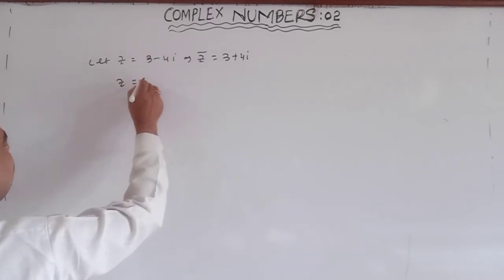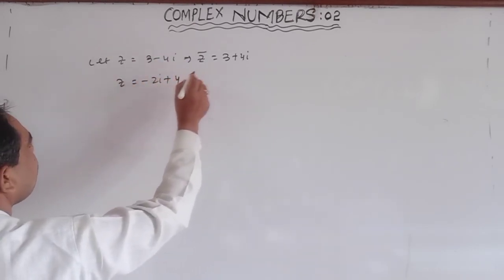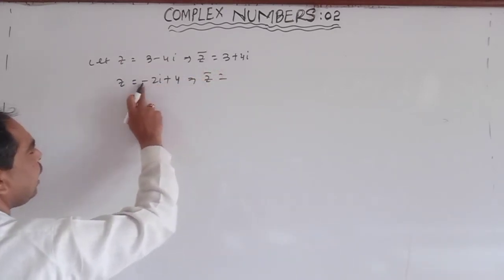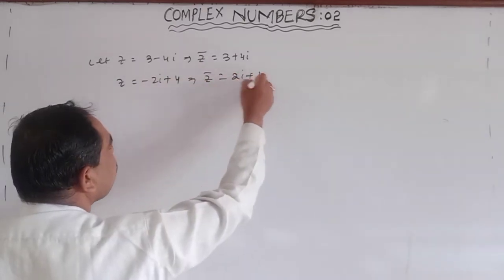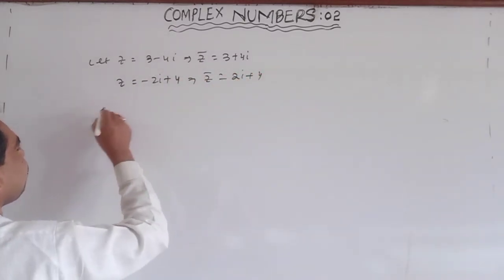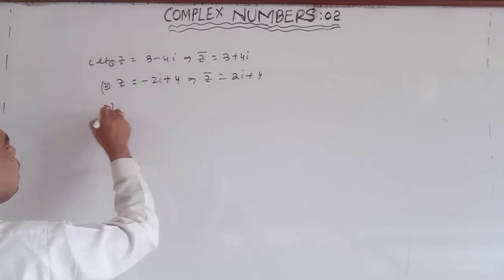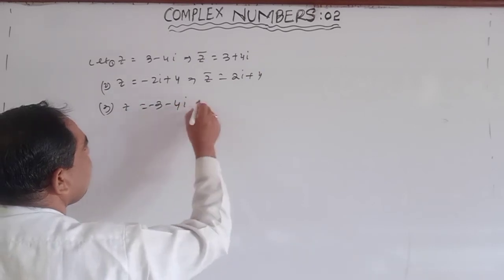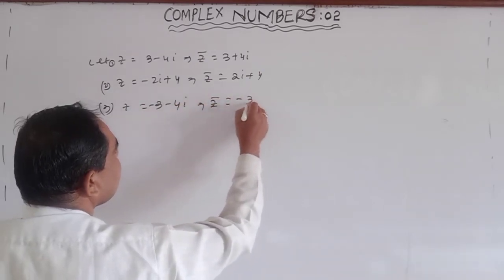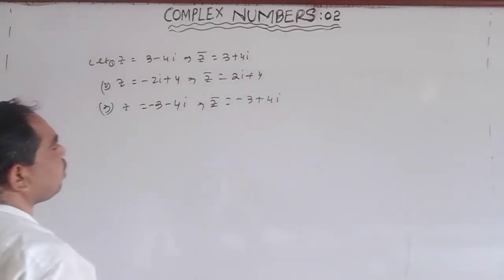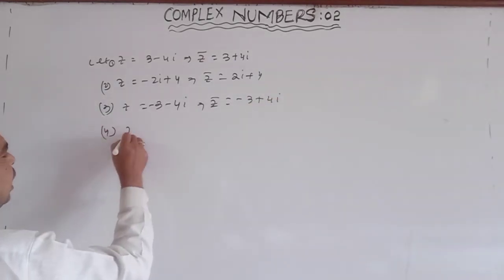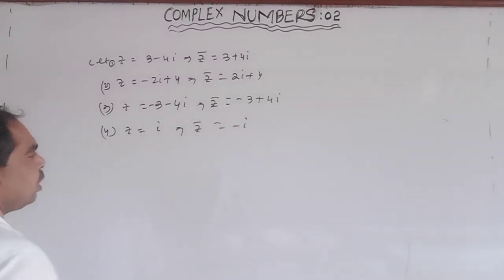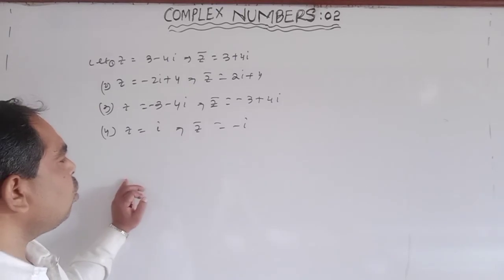z is equal to minus 2i plus 4. So z bar is equal to what? z bar is equal to 2i plus 4, since the sign of the imaginary part changes. Next, z is equal to minus 3 plus 4i, so z bar is equal to minus 3 minus 4i. For z equal to i, z bar is equal to minus i. So these are the conjugates of z.